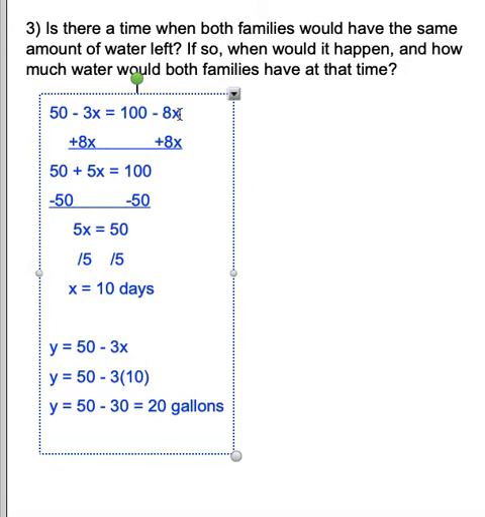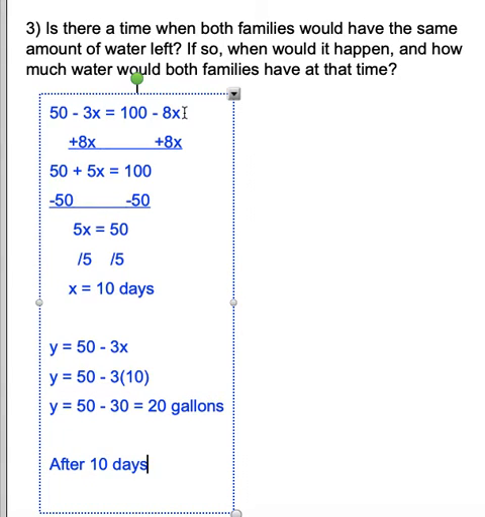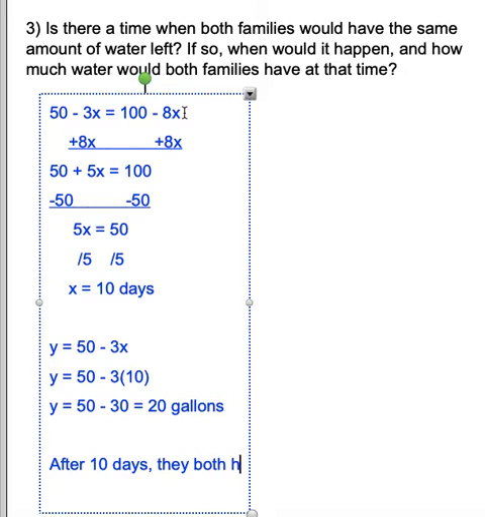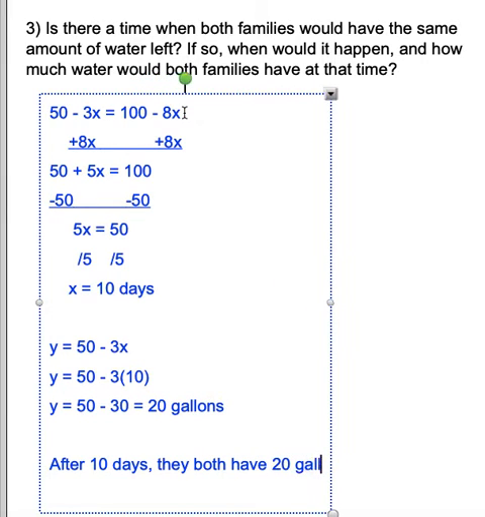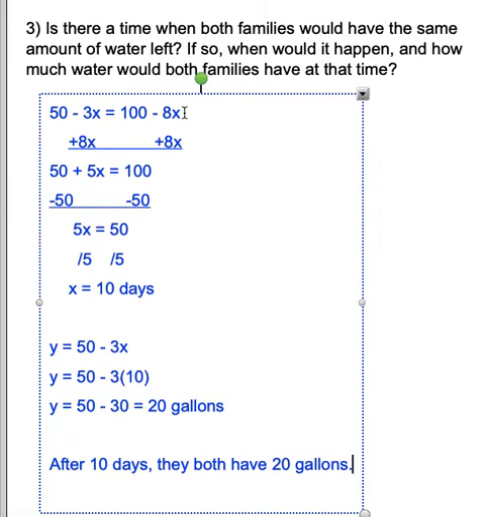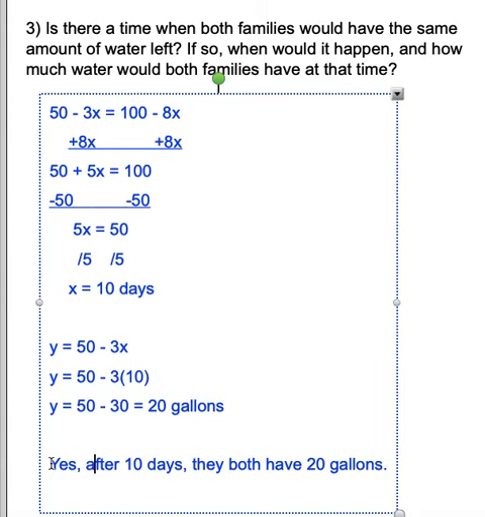And I would get the same answer if I used this other equation. If I did 8 times 10, that's 80. And 100 minus 80 would be 20. So after 10 days, they both have 20 gallons. So the answer is yes, there is a time. So yes, after 10 days, both families have 20 gallons of water.